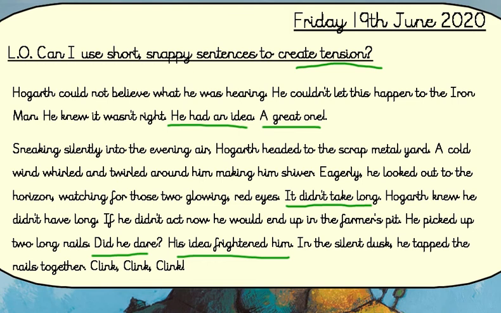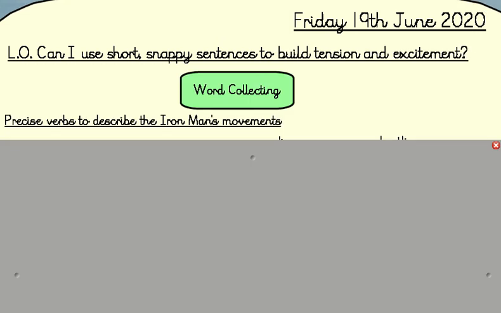And to do that, we're going to do a bit of word collecting first. Make sure you've got your page set up with today's date, Can I question and title word collecting. Pause the video if you need to now. So the first thing that we're going to start collecting is some precise verbs to describe the Iron Man's movement. So the Iron Man hears the clink, clink, clink, and he comes crashing, thrashing, banging. Okay, so we can start to use maybe some of those onomatopoeias that we looked at as well to describe the way he moves.